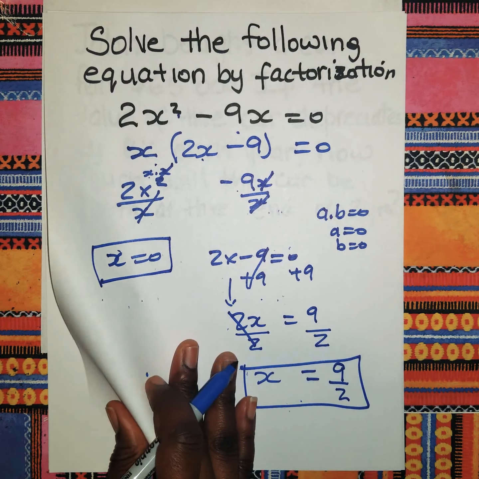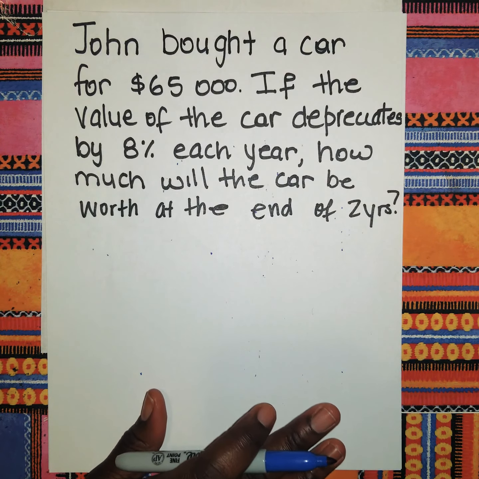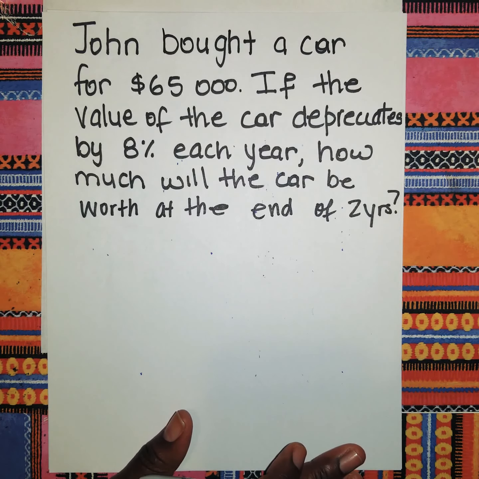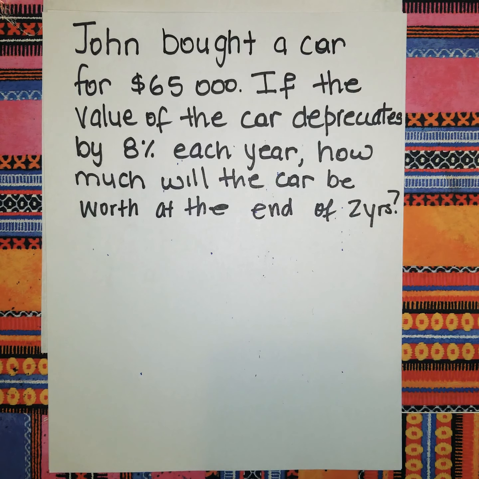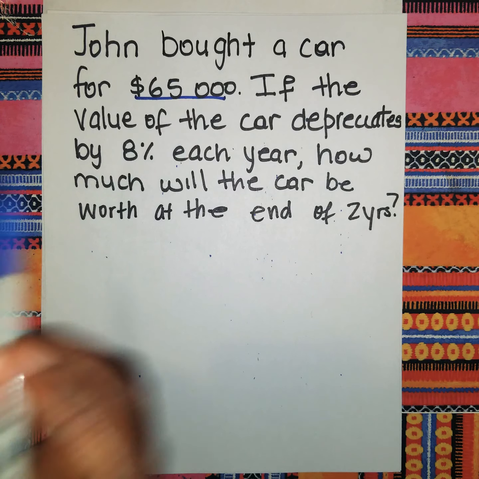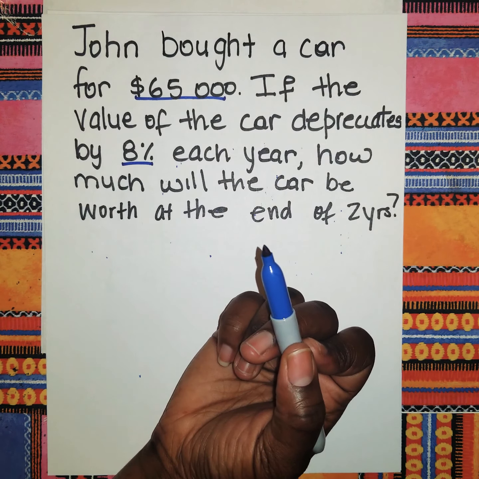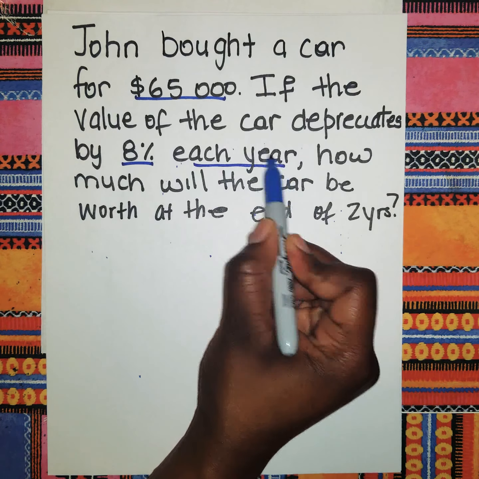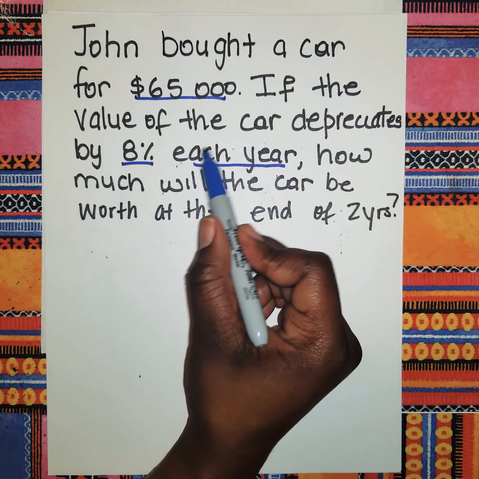So let's continue. This one says John bought a car for $65,000. If the value of the car depreciates by 8% each year, how much will the car be worth at the end of 2 years? So the most important thing here is to know what is the value of the car, and what rate it depreciates by, and how often. Each year means per year, or every year goes down 8%.